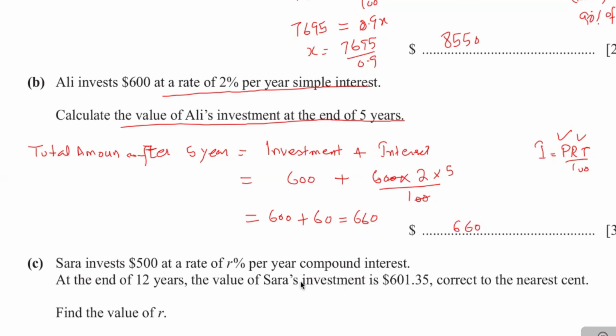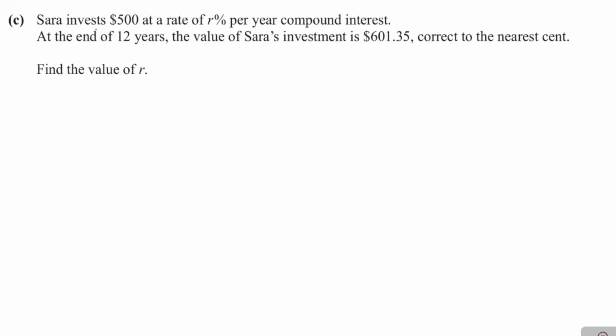Part C, Sarah invests $500 at a rate of 4% per year compound interest. At the end of 12 years, the value of Sarah's investment is $601.35. Correct to the nearest cent, find the value of R.